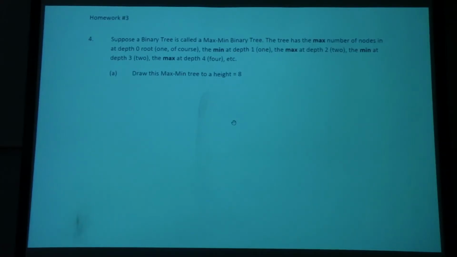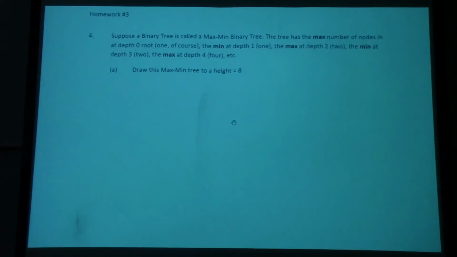Okay? Yes? Does it matter if the min depth has a left child or right child? It doesn't matter. In some cases it would matter, but in this case it doesn't, because all we're interested in right now is counting the nodes at the levels. We're not counting anything like how many nodes are going in this direction or that direction. So that's a great question, but the answer is no, not in this case.